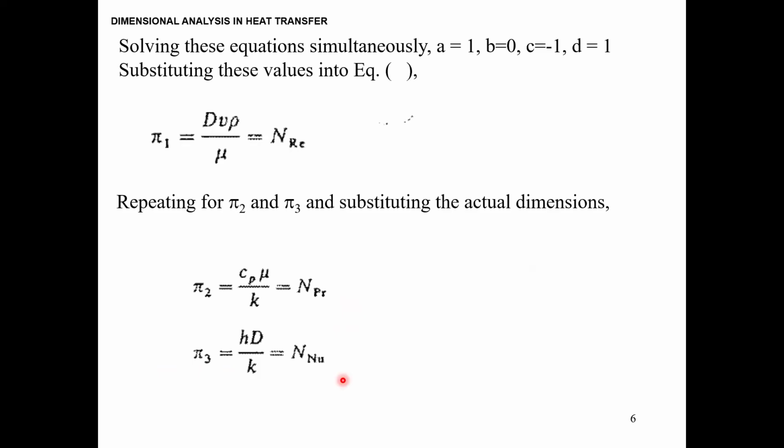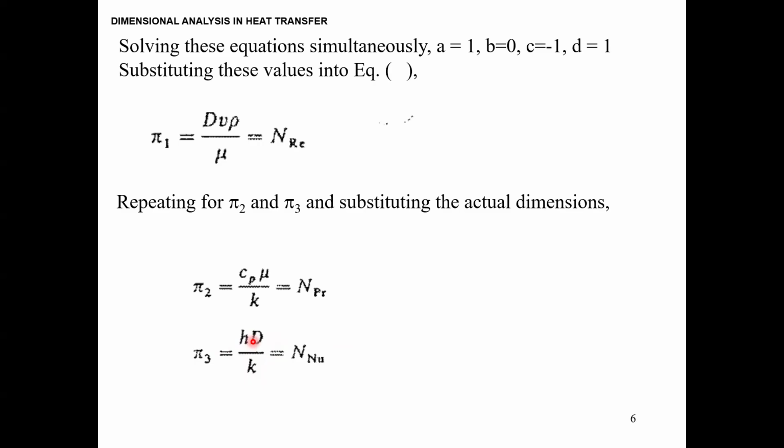These are new dimensionless groups that you have not seen previously. One is the Prandtl number: Cp mu by k is your Prandtl number. And the next one is the Nusselt number: h d by k is the Nusselt number. You should be familiar with this expression, right?